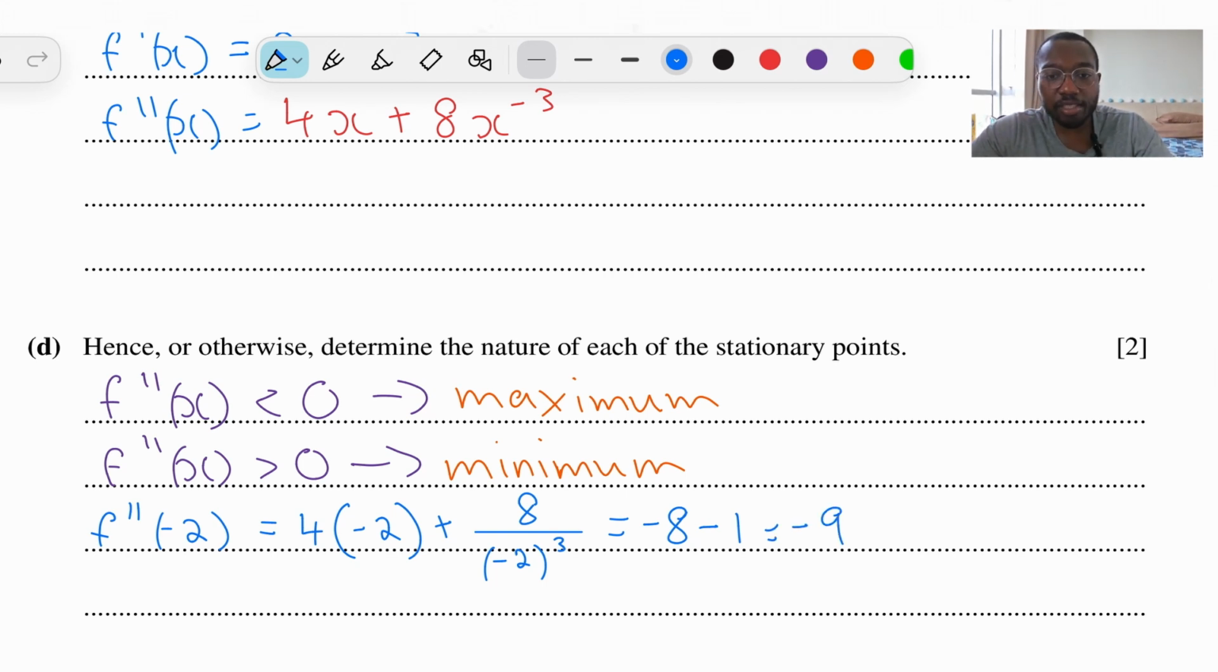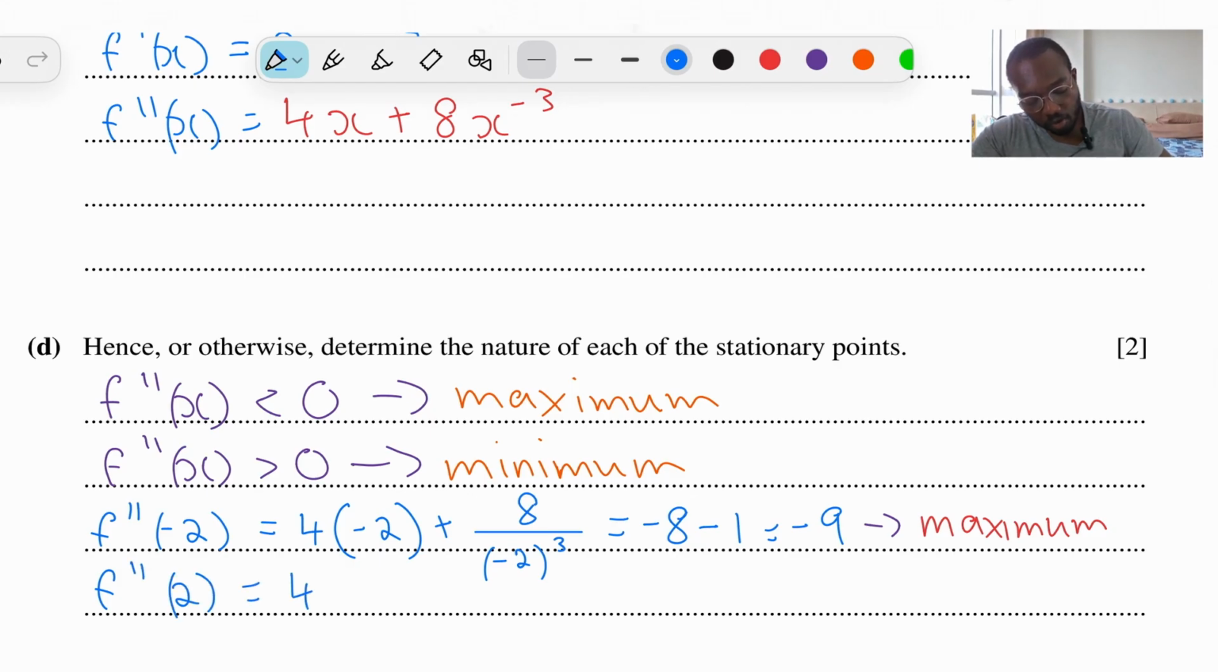But because we get minus 9, well, that is less than 0. At that stationary point, that's less than 0. So what do we know? Well, we know that this must be a maximum point. And then we do the same at the other stationary point, so f double dash of 2.